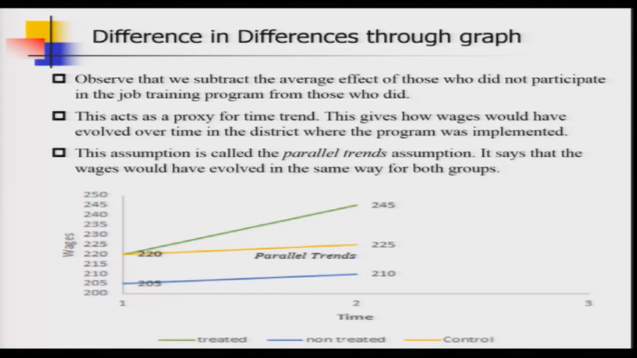Now let us have a look at the same problem through a graph, so that you can understand what is happening. We are going to talk about DID through a graph. Note that we subtract the average effect of those who did not participate in the job training program, or in some other program, from those who did participate in the program.